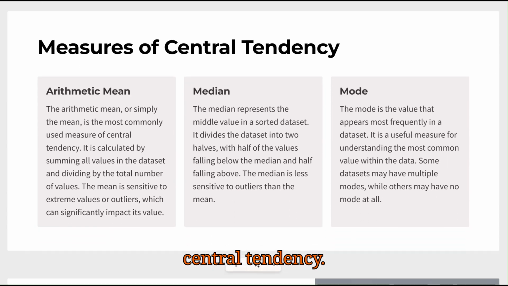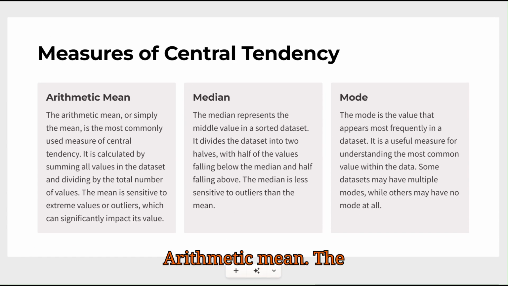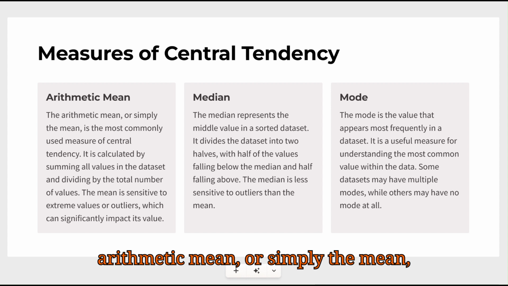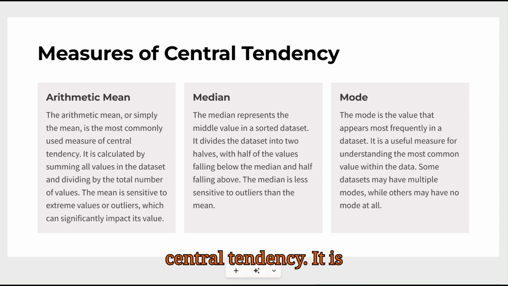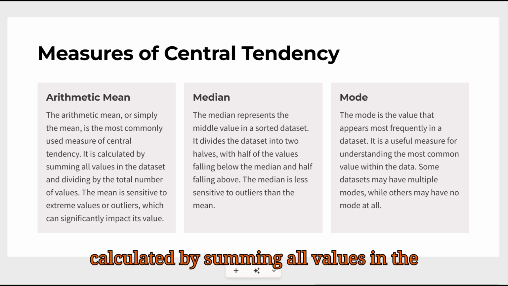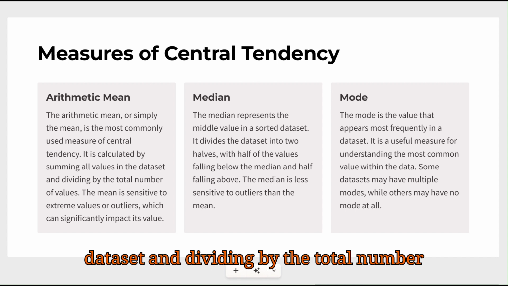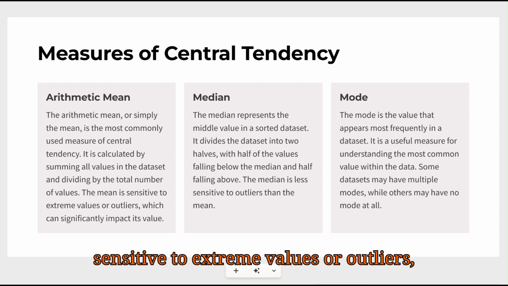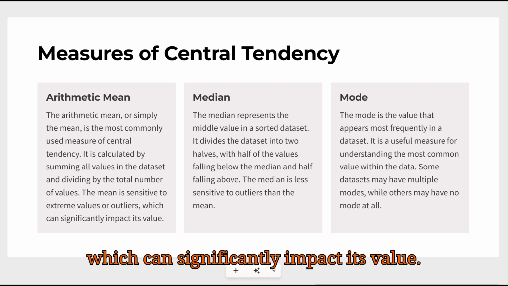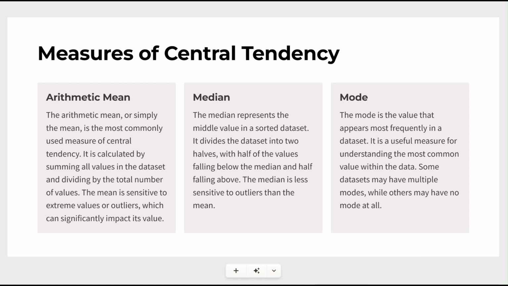Measures of central tendency. Arithmetic mean. The arithmetic mean, or simply the mean, is the most commonly used measure of central tendency. It is calculated by summing all values in the dataset and dividing by the total number of values. The mean is sensitive to extreme values or outliers, which can significantly impact its value.